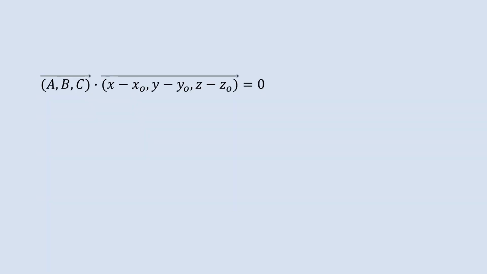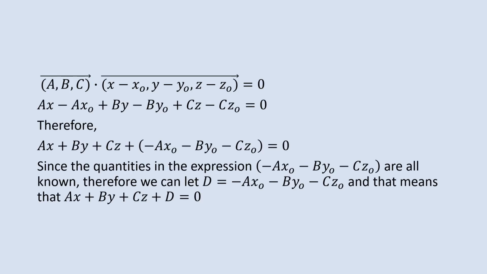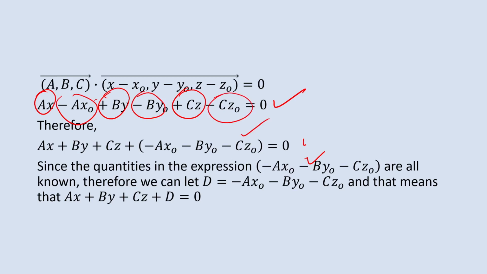Okay? Now, multiplying the components, a times x minus x naught, plus b times y minus y naught, plus c times z minus z naught, we get the equation shown in the second line here. Ax minus ax naught plus by minus by naught plus cz minus cz naught is equal to 0. So that means we can say ax plus by plus cz plus negative ax naught minus by naught minus cz naught is equal to 0.